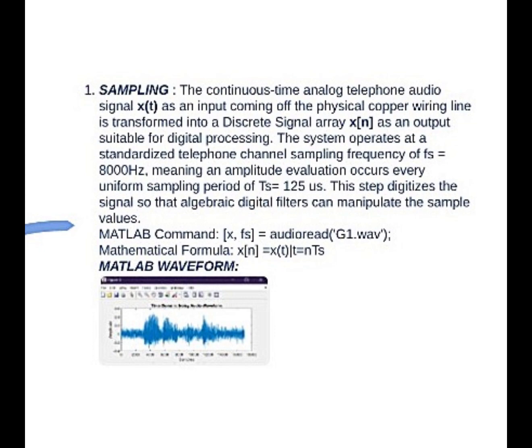The continuous time analog audio signal x(t) recorded from the degraded telephone channel is converted into a discrete signal x[n] via uniform periodic sampling. The processing parameters are established at a standard communication sampling rate of fs equals 8,000 Hz, corresponding to a uniform sampling interval of Ts equals 125 microseconds. This relationship is governed by the fundamental mathematical formula x[n] equals x(t), where t equals nTs.